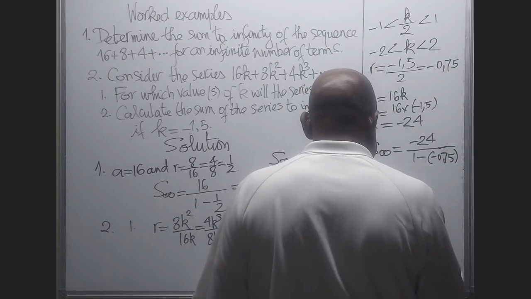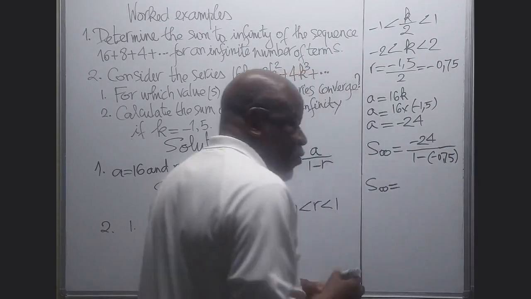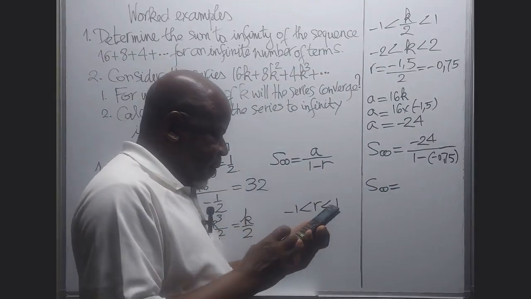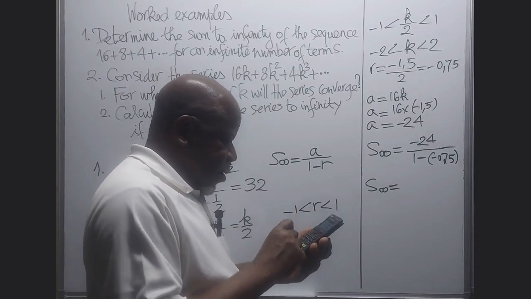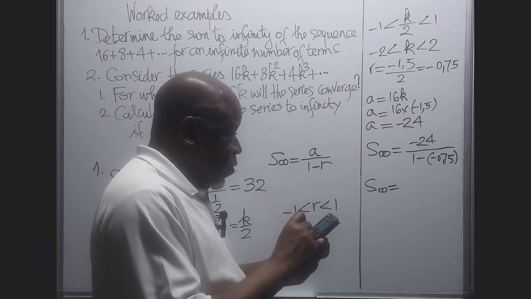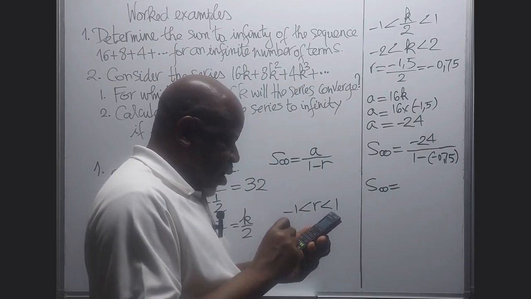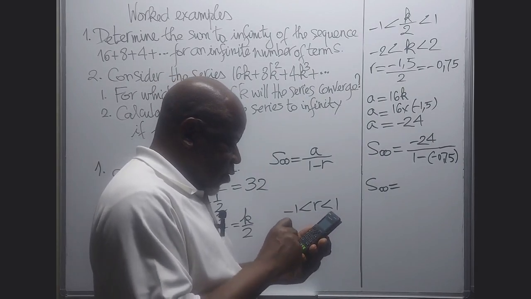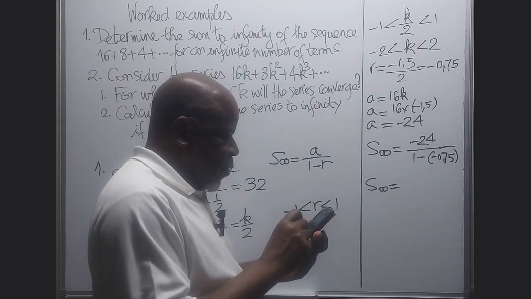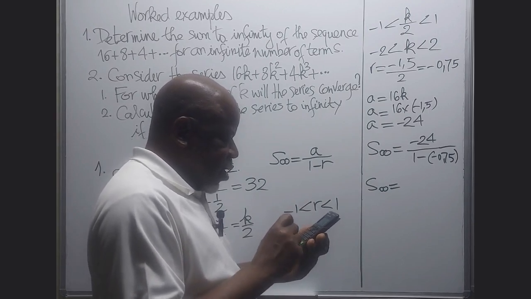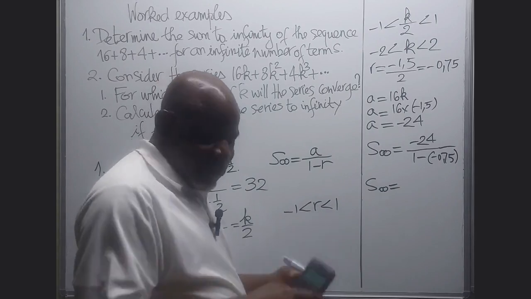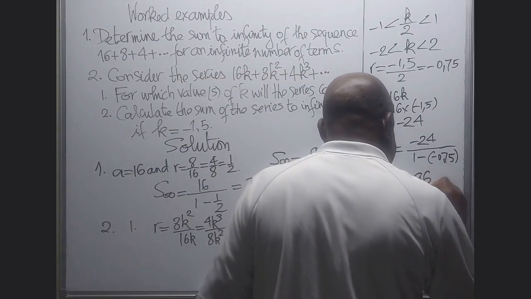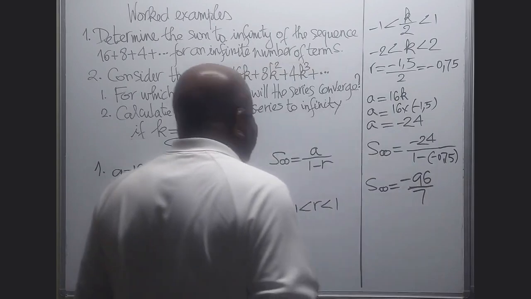0.75. And here we're just going to use our calculator, and then we will get the sum to infinity. Negative 24 over 1 minus negative 0.75, and this will give us negative 96 over 7. So the sum to infinity is negative 96 over 7.